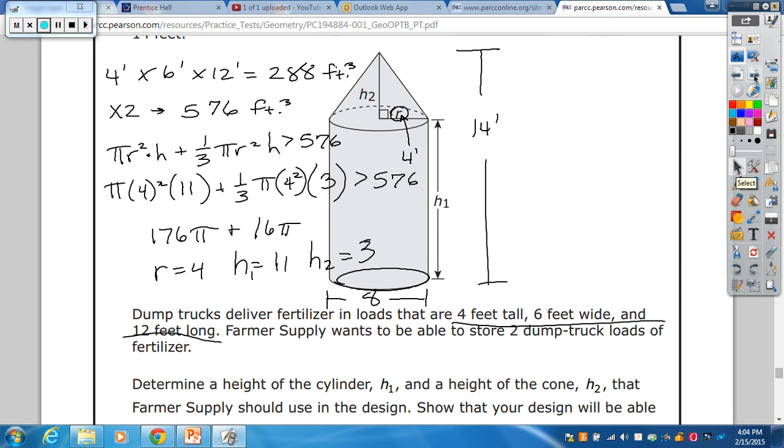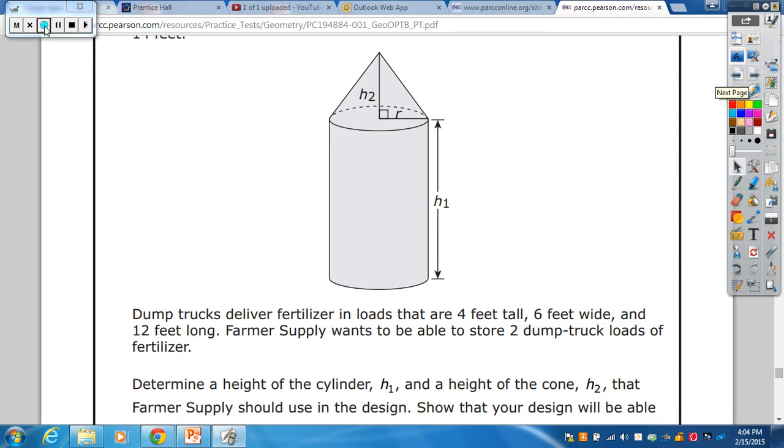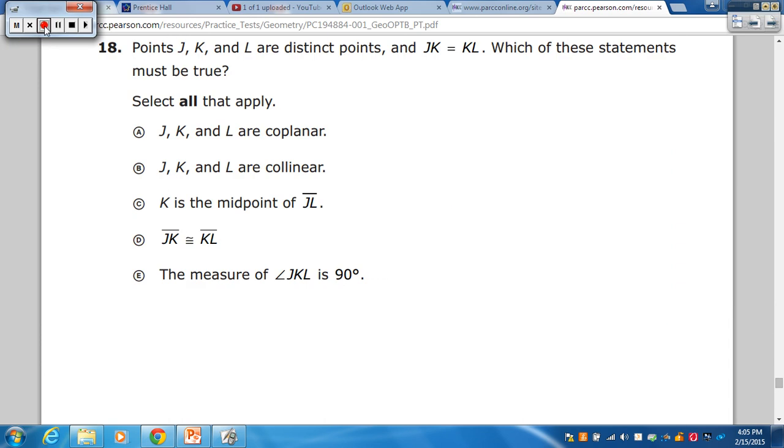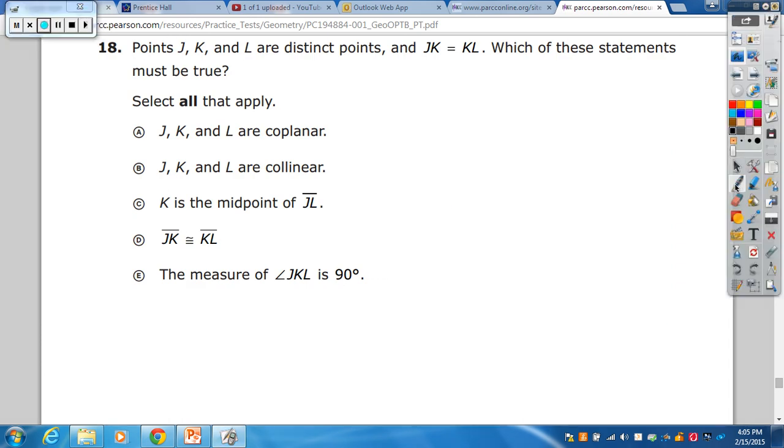And we are here, finally at number 18. Okay, for the last one, we have points J, K, and L are distinct points where JK is equal to KL. Which of these statements must be true? Select all that apply. For the first one, that J, K, and L are coplanar, something I covered in the first chapter, but I don't know if you completely picked up on it. If not, that's fine. It's just a minor detail.